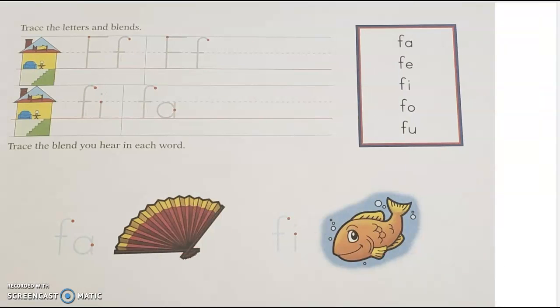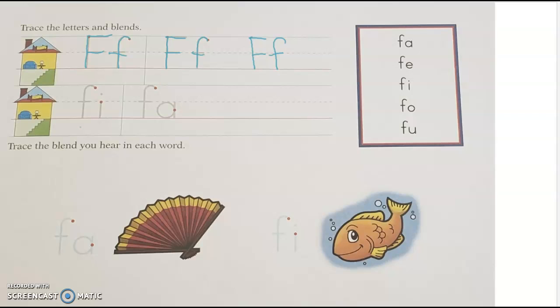Let's trace the capital F's, and then we're going to write these blends. Pull down, push across, candy cane with a push across. Pull down, push across, candy cane with a push across.